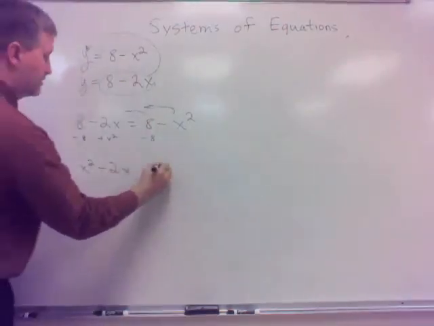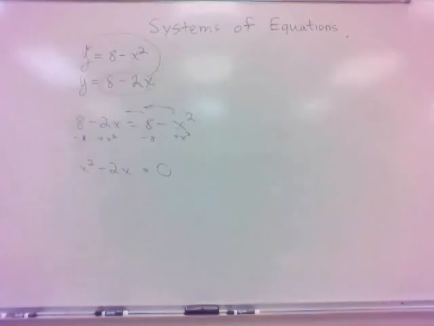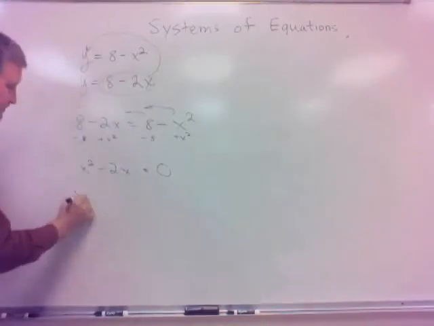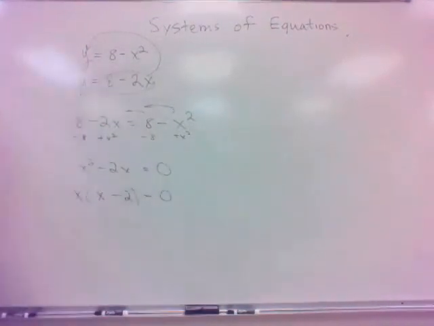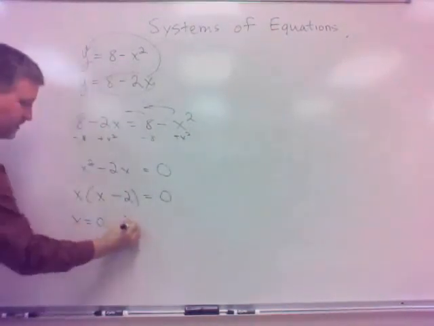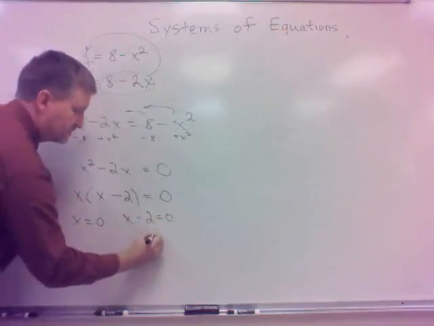Then, so added x squared, right side 0. How's that one factor? Got a common factor of x, GCF of x, so factor off an x. Set those each equal to 0. X is 0, okay. Add 2, x is 2.